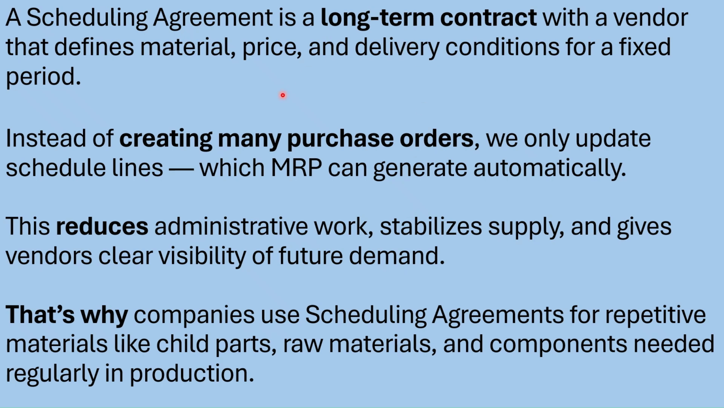A scheduling agreement is a long-term contract with a vendor, defined by material, price and delivery conditions, for a fixed period. Instead of creating many purchase orders, we only update the schedule, which MRP can generate automatically. This is the part where I will show you how to configure and what you have to prepare to make sure that MRP can generate it automatically.